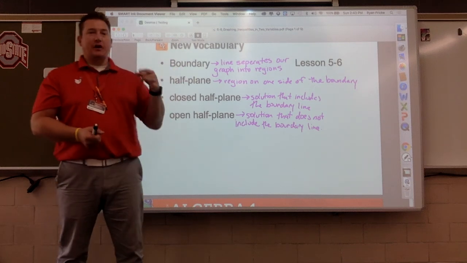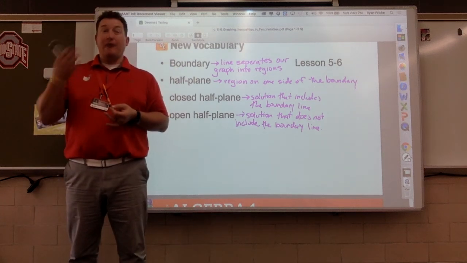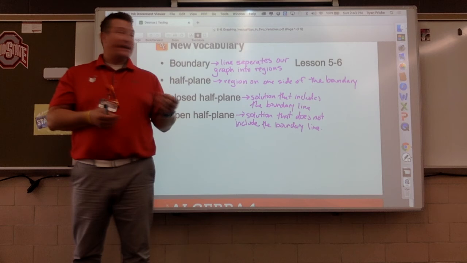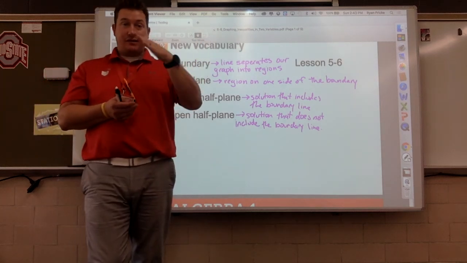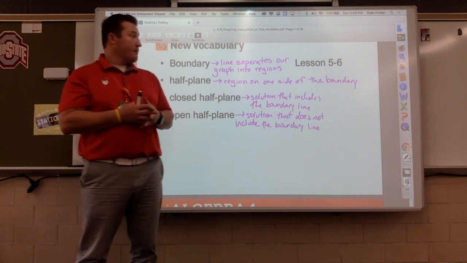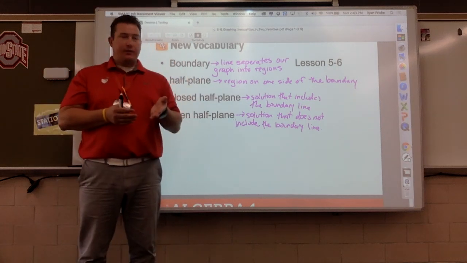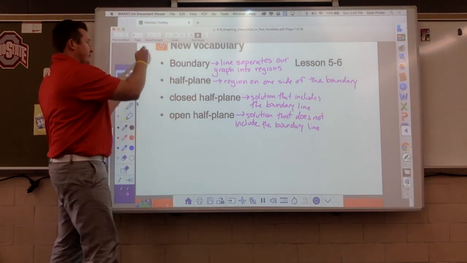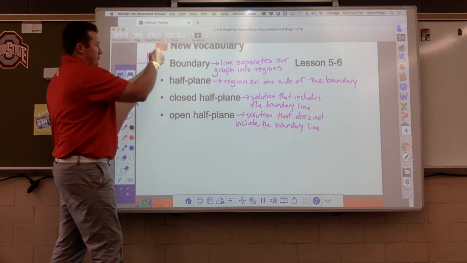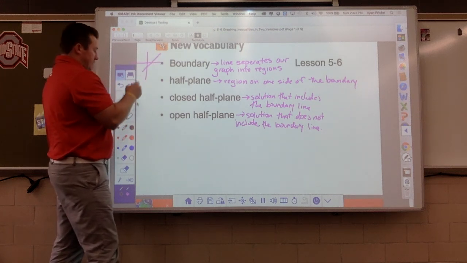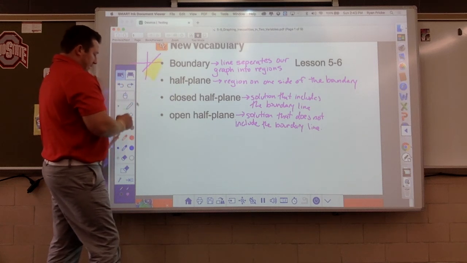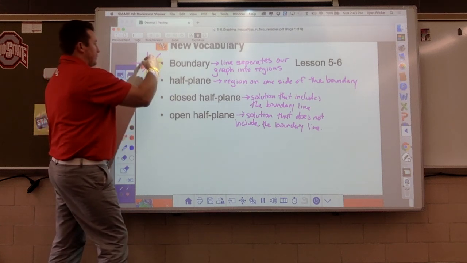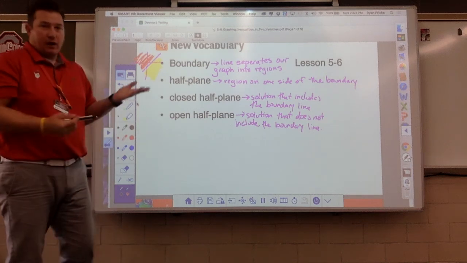First and foremost, we have this thing we call a boundary line. All this is a line that just breaks our graph basically into two parts, okay? So it's going to be a line going through our graph, right? It's going to look like that, and it's going to break our graph into this part down here, and then into this part over here. Okay, that's all it is.